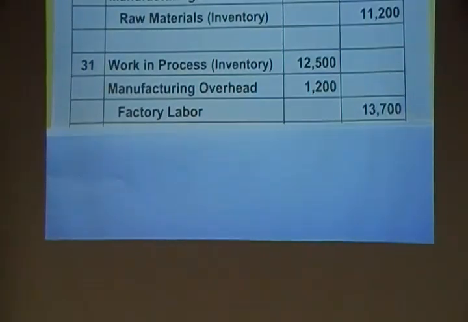All 3 chapters are built on this. We ought to be going faster than we're going right this minute. Let's read the instructions. Prepare summary journal entries to record the requisition slips, and we did. The time tickets, and we did. And the assignment of manufacturing overhead to jobs.